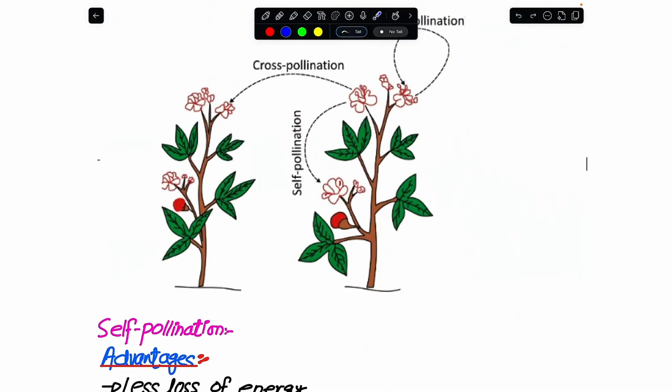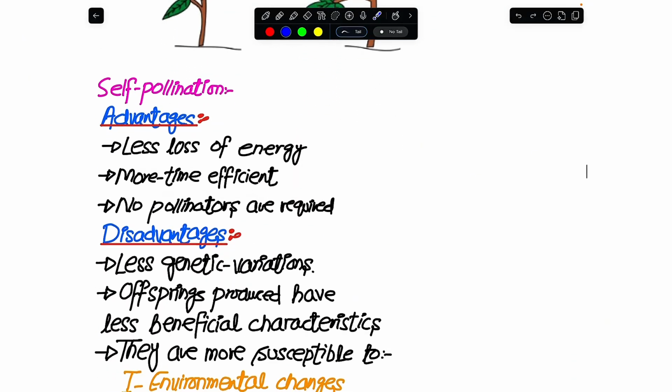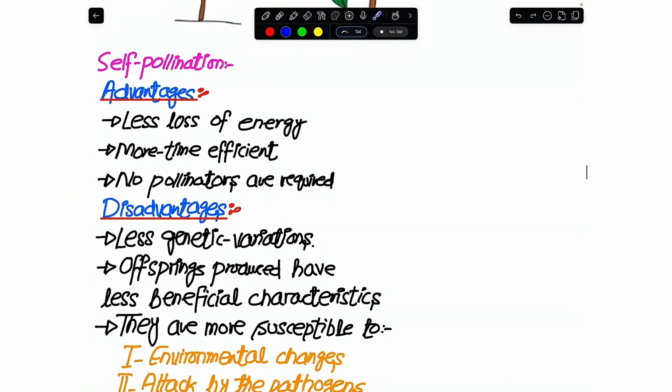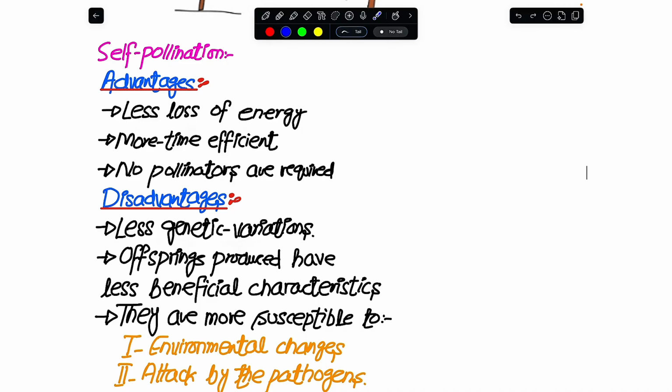The other idea is that the examiner is very much interested that the student must know what the advantages and the disadvantages are for self and cross pollination.